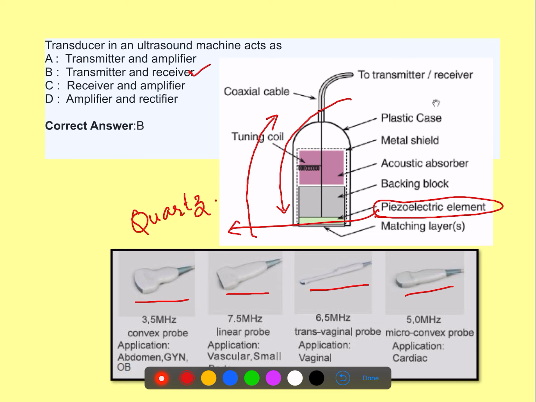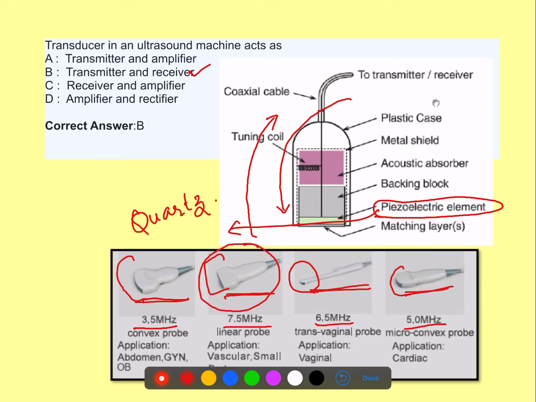And here you can see the pictures of various transducers. This is a curvilinear transducer. It works at 3 to 5 megahertz, whereas this is a linear probe. It works at 7 to 5 megahertz. It is a transvaginal probe or transducer used at 6 to 5 megahertz. This is a small curvilinear transducer used at 5 megahertz. And in our extraoral imaging, we mainly use this linear transducer.